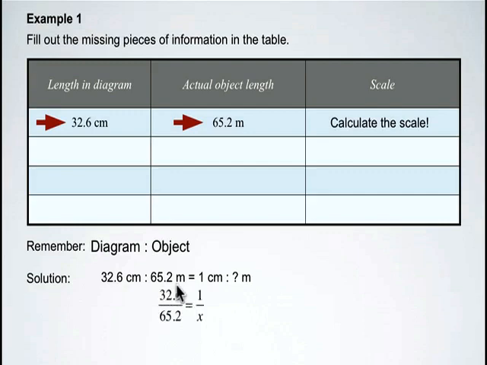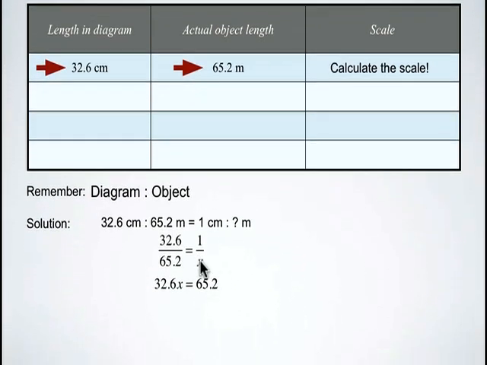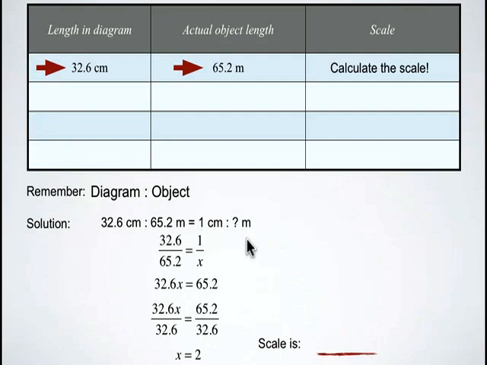We set it up as a proportion, so 32.6 over 65.2 equals 1 over x. Cross multiply: 32.6 times x equals 1 times 65.2. Divide by 32.6, and we get x is equal to 2. So for our scale, we take this information and rewrite it, but we replace the unknown with 2 meters. So our scale is 1 centimeter to 2 meters.